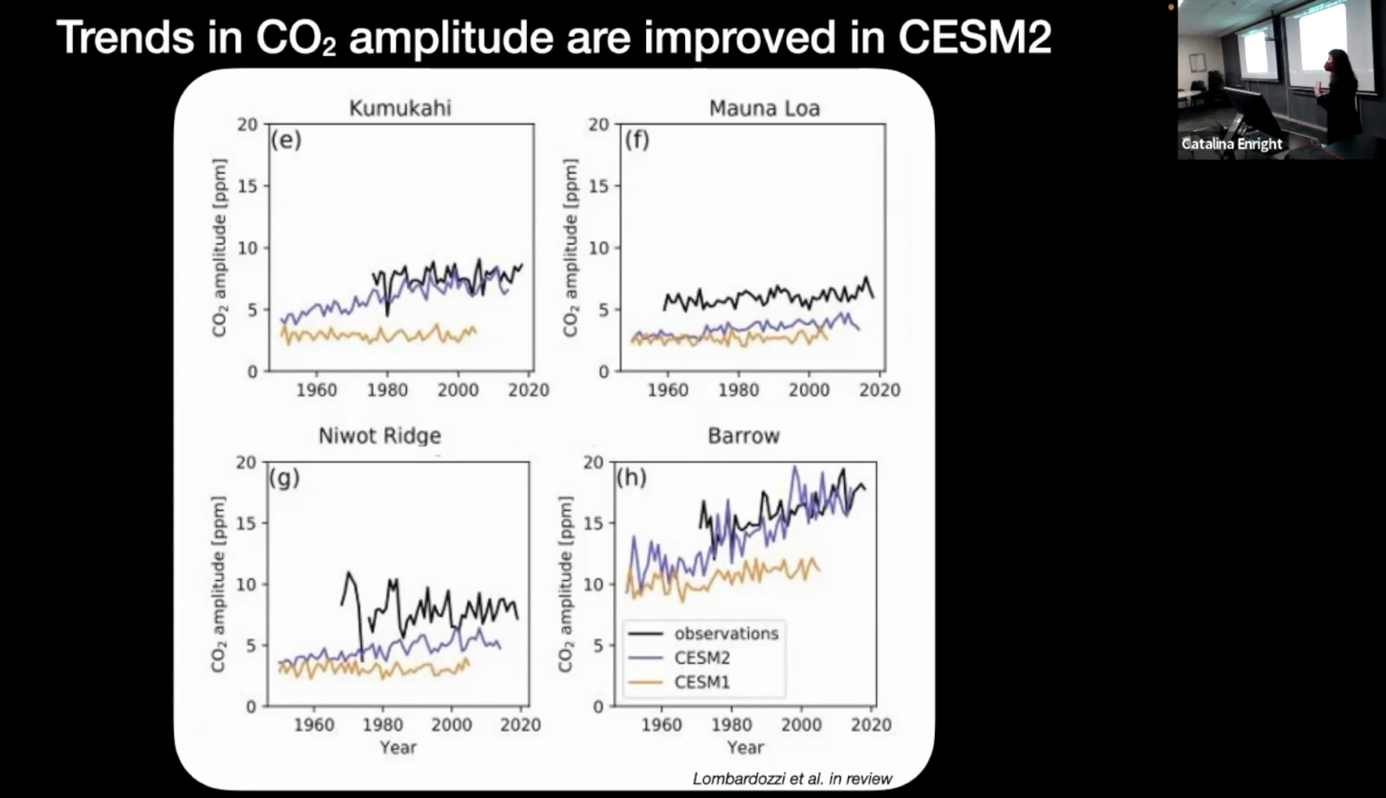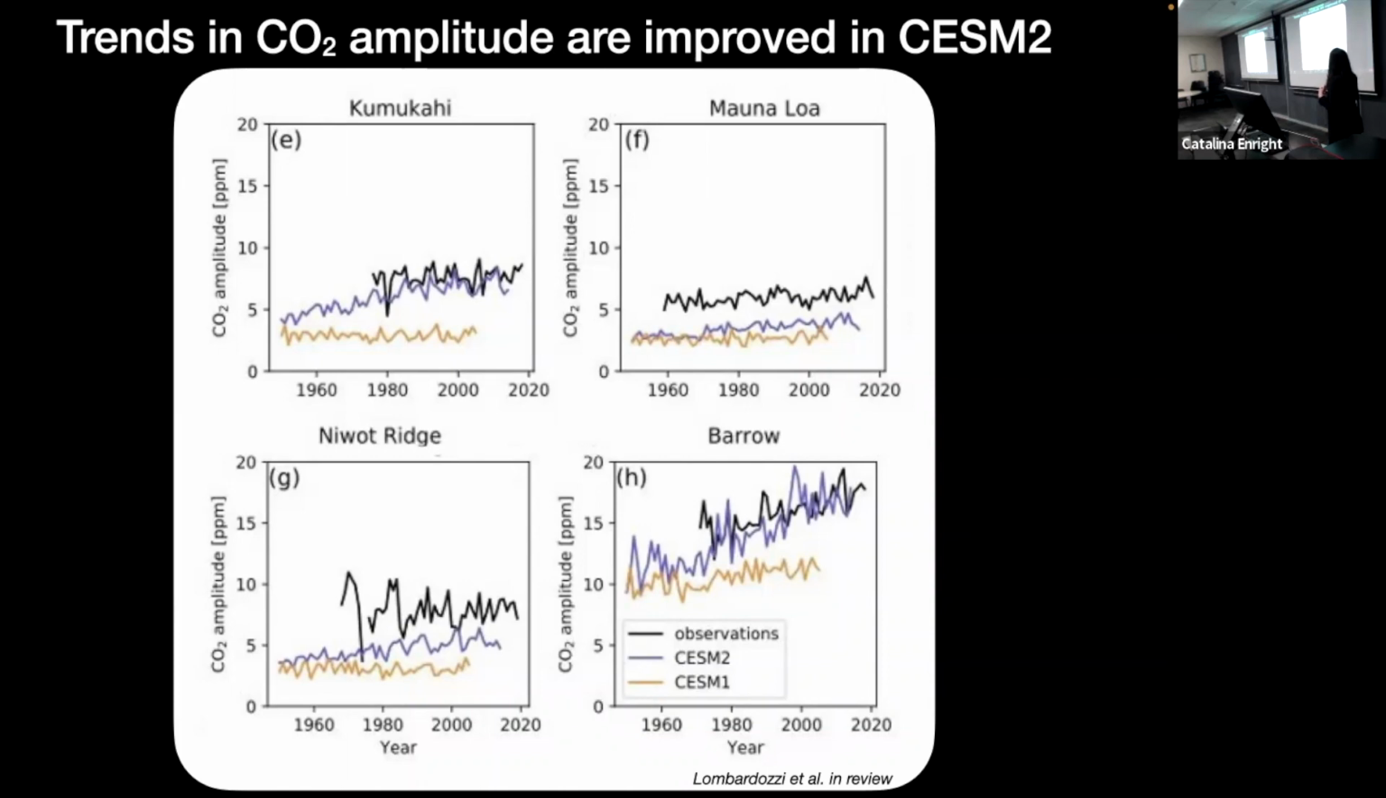So I chose a latitudinal transect. Kumukahi and Mauna Loa are both in Hawaii, so they're both tropical sites. And then you have Niwot Ridge, which is in Colorado, and Barrow, which is in Alaska. There are a few things I want to point out. One is that the purple line is CESM2, and that always has a higher amplitude than CESM1, shown in the orange line.